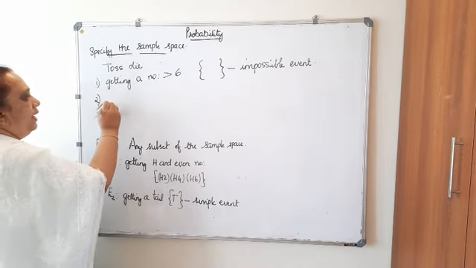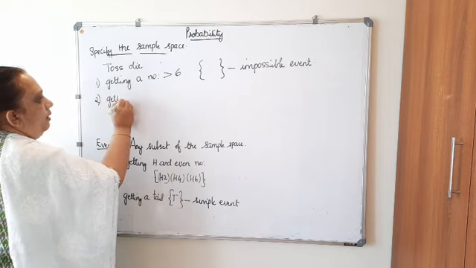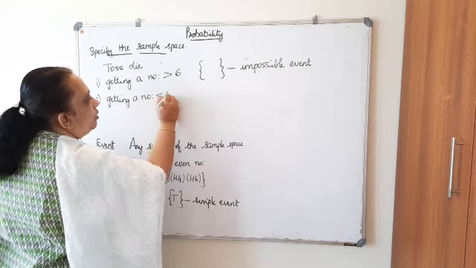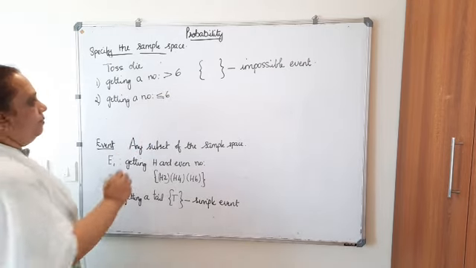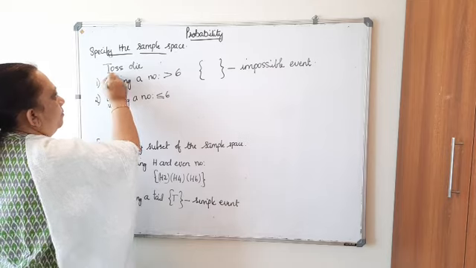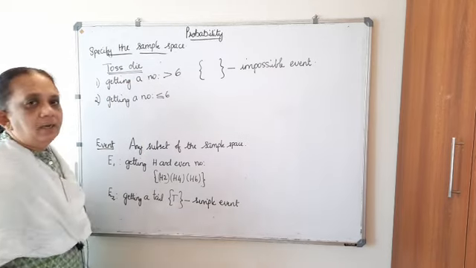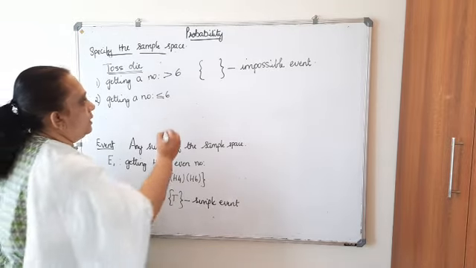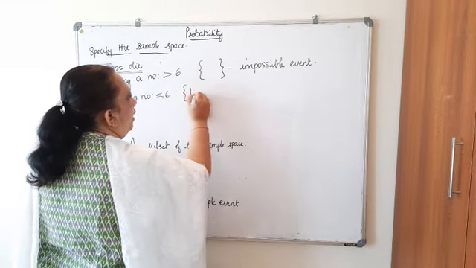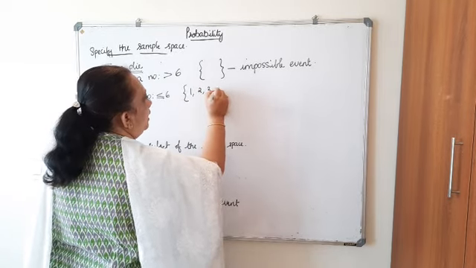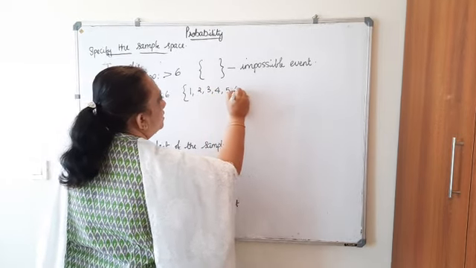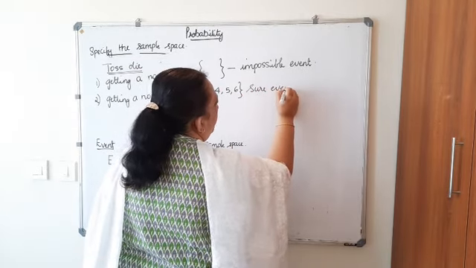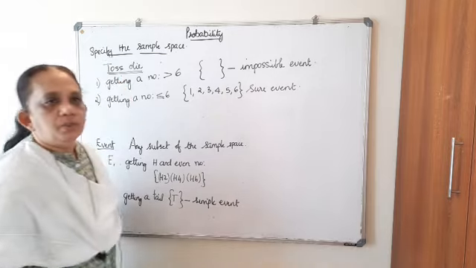Same thing, tossing a die, getting a number less than or equal to 6. That is a random experiment. Getting a number less than or equal to 6, it can be 1, 2, 3, 4, 5, 6. This is called a sure event.